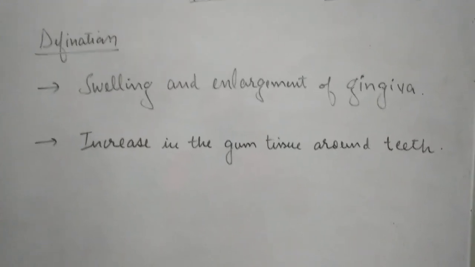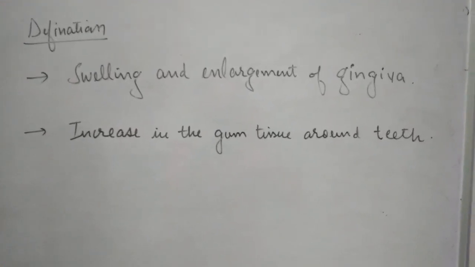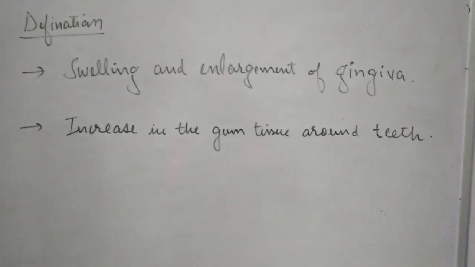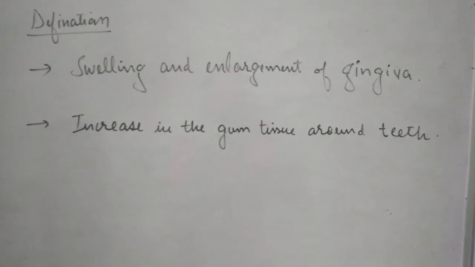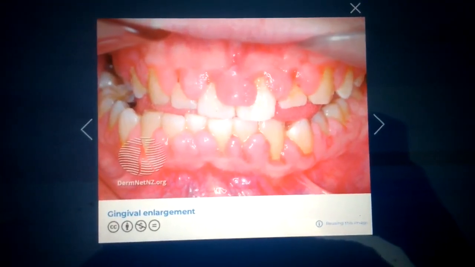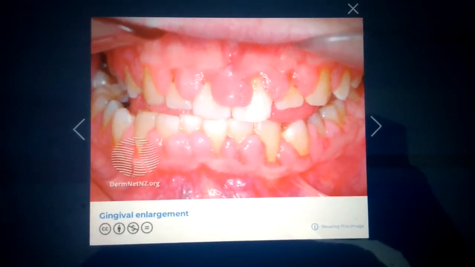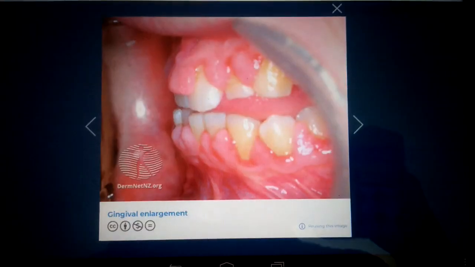So according to definition, gingival hyperplasia is the swelling and enlargement of the gingiva, or you can say increase in the gum tissue around the teeth. This condition is called gingival hyperplasia. So here you can see the image of gingival enlargement. You can see how much gingival tissue has enlarged and just covered up the teeth.